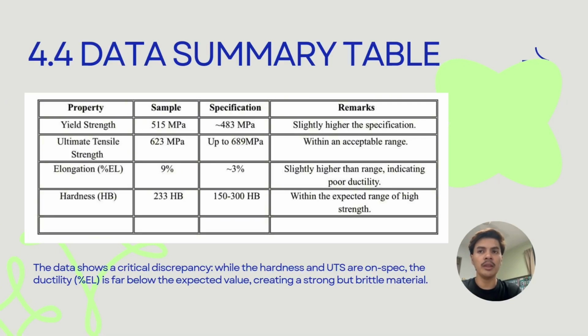For the experiment, we got the yield strength, ultimate tensile strength, elongation, and hardness of the material. We got 515 megapascal for our yield strength, which is slightly higher than the specification, and the ultimate tensile strength, we got 623 within an acceptable range, which is 689, and the elongation is slightly higher than the range, indicating poor ductility. And the hardness test, we got 233 within the expected range of high strength. That is all. Thank you.